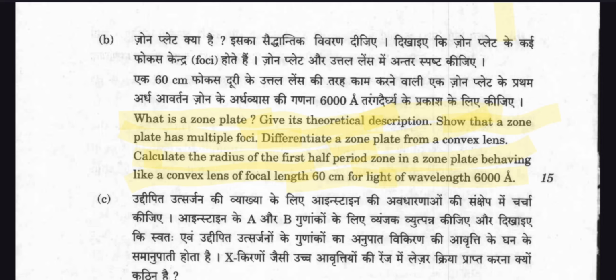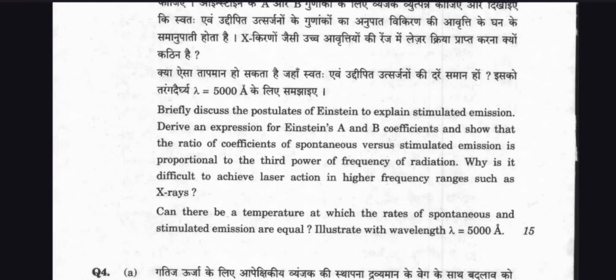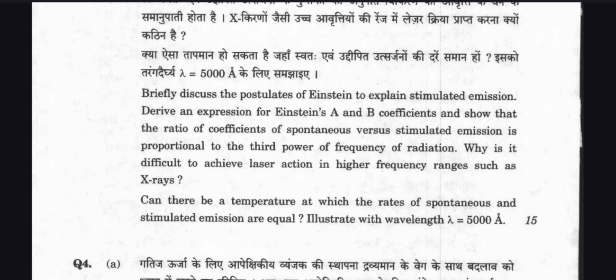In question number 6 here, briefly discuss the postulates of Einstein to explain stimulated emission, derive an expression for the Einstein A and B coefficients, and show that the ratio of the coefficient of spontaneous versus stimulated emission is proportional to the third power of the frequency of radiation.